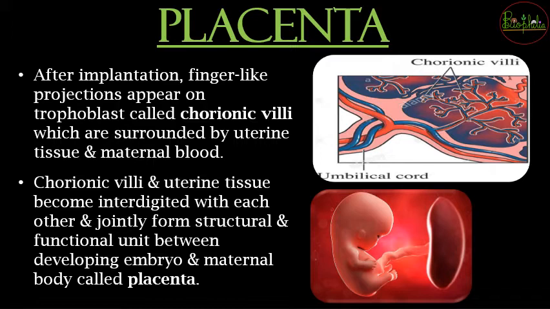So the trophoblast होगा, trophoblast is going to get converted into finger-like projections, and these finger-like projections after implantation are going to be called as chorionic villi. So this chorionic villi which is forming from the trophoblast, वो क्या करेगा, since these are finger-like projections, it will get embedded into the uterine lining.